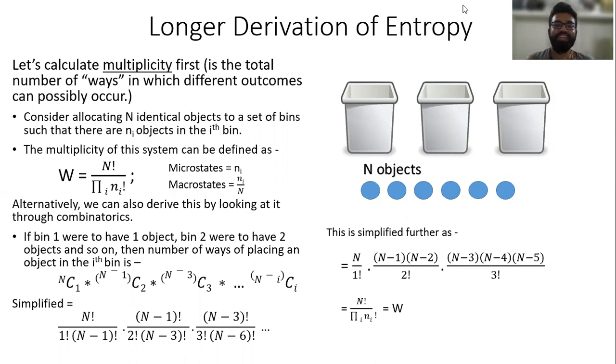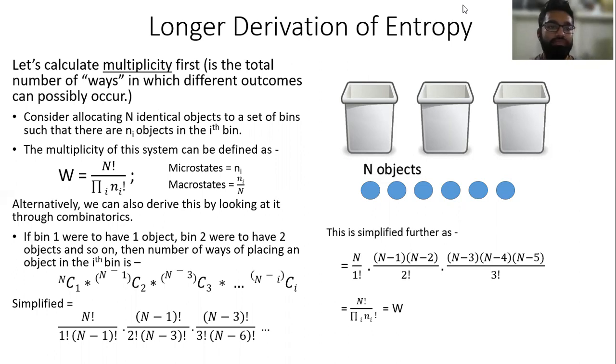Multiplicity is just the total number of ways in which different outcomes can possibly occur. So if you have more ways in which something can happen, the multiplicity is high. If there are fewer ways in which something can happen, the multiplicity is low.